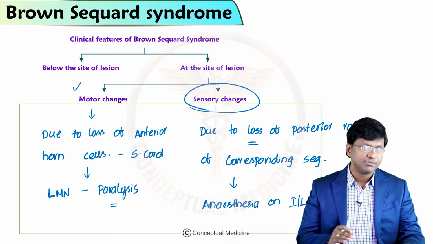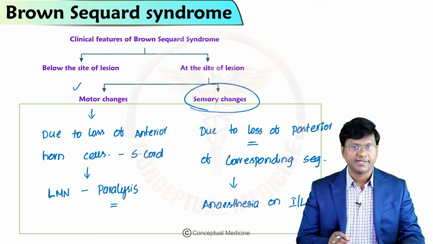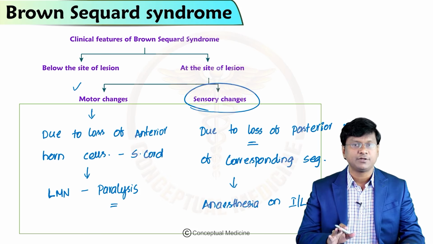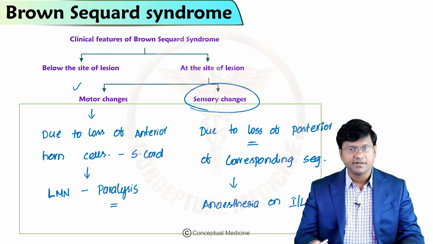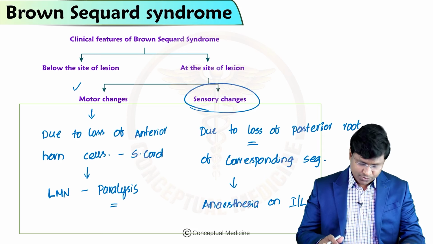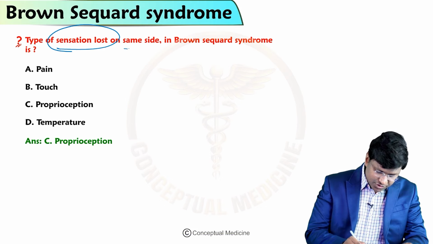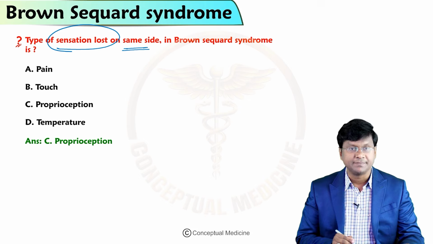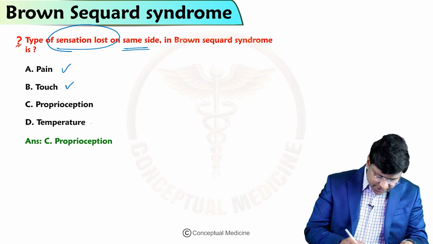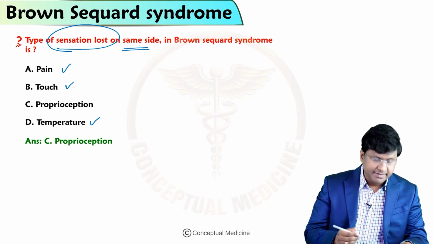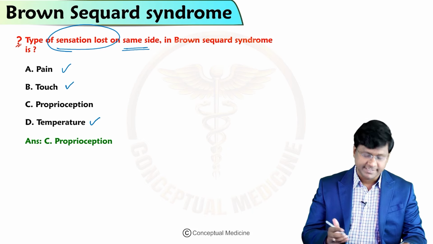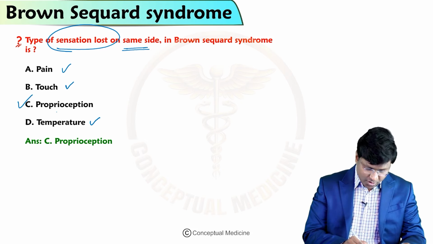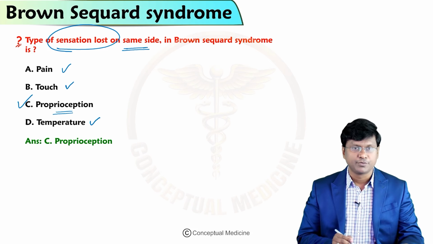At the site of lesion, the motor changes will be in the form of lower motor neuron type of paralysis. Sensory changes will be ipsilateral dermatomal pattern of sensory loss will be there. So these are the clinical features of the Brown-Séquard syndrome. Now, if you see this question, type of sensation lost on the same side in Brown-Séquard syndrome is pain, touch, proprioception, temperature. Pain, crude touch and as well as temperature, all these are carried by spinothalamic tract which are lost on the opposite side. Whereas proprioception, it is being carried by dorsal columns and as well as the spinocerebellar tract. So on the same side, the sensation which is being lost is the proprioception.